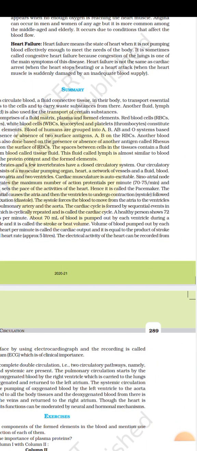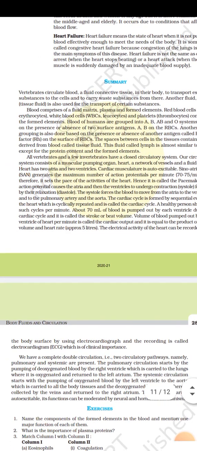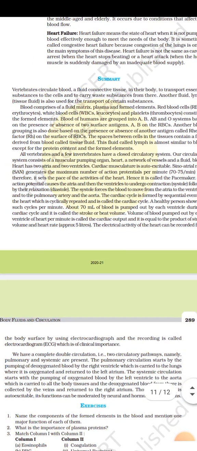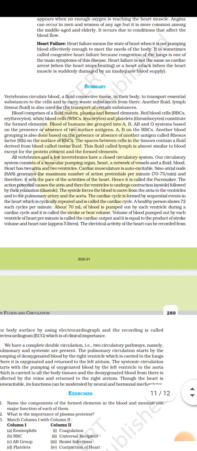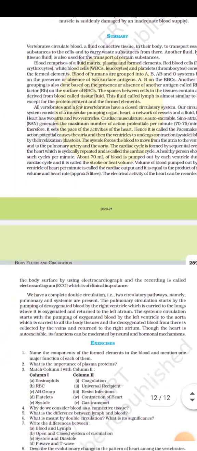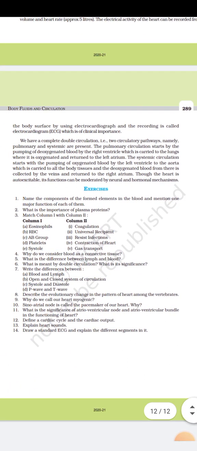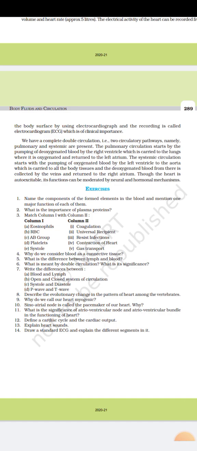The volume of blood pumped out by each ventricle of the heart per minute is called cardiac output and is equal to the product of stroke volume and heart rate, approximately 5 liters. The electrical activity of the heart can be recorded from the body surface by using an electrocardiograph, and the recording is called an electrocardiogram, ECG, which is of clinical importance.